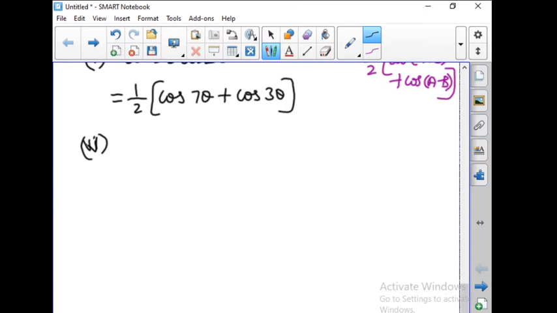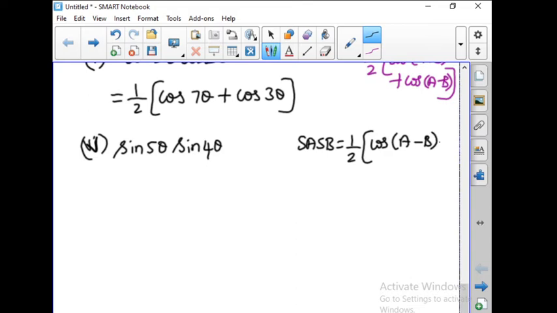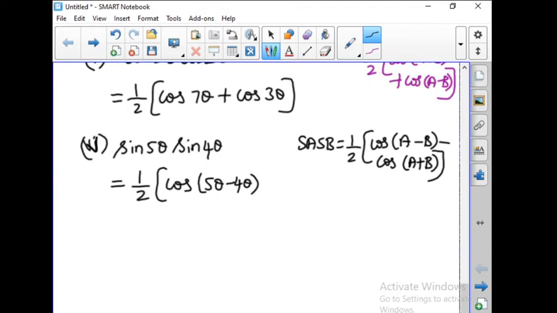Next, subdivision 5. You are having subdivision 5, sin 5 theta sin 4 theta. Once sin comes, we should remember the cos formula. So sin A sin B is equal to 1 by 2 of cos of A minus B minus cos of A plus B. First A minus B comes here. So your answer is 1 by 2 of cos of A minus B, 5 theta minus 4 theta, minus cos of 5 theta plus 4 theta.